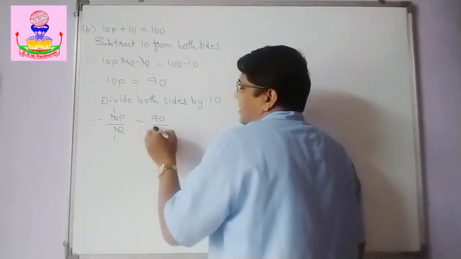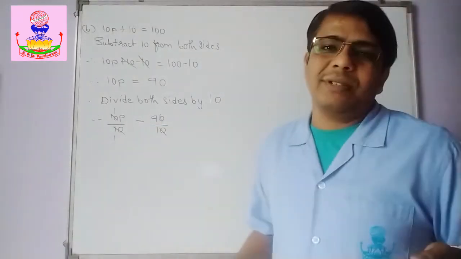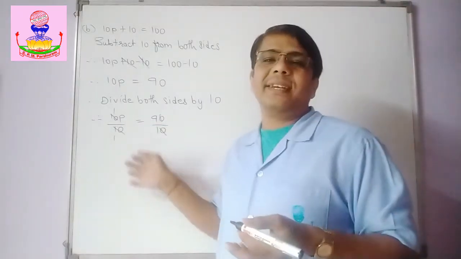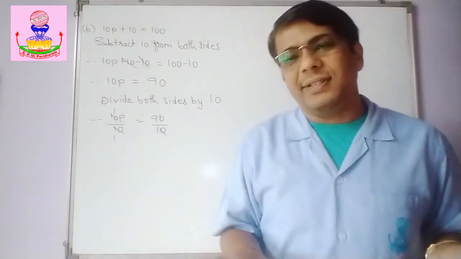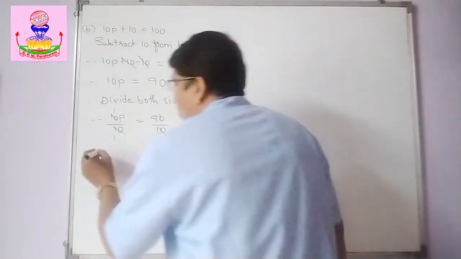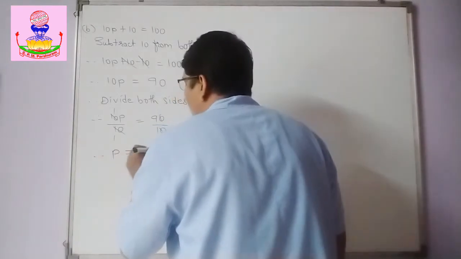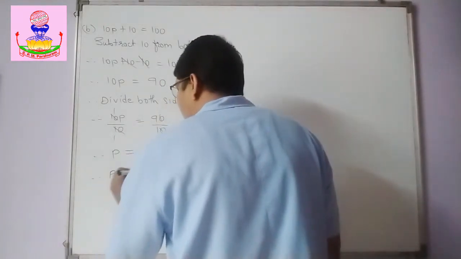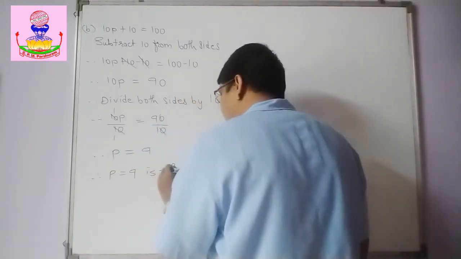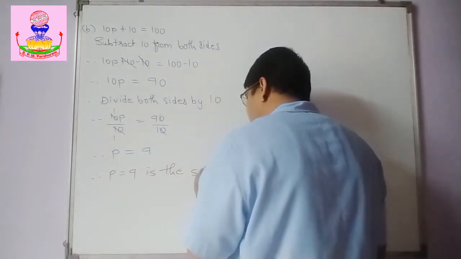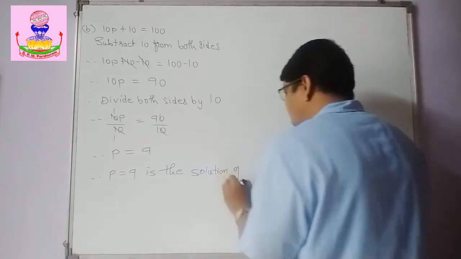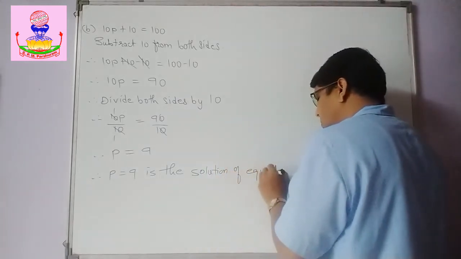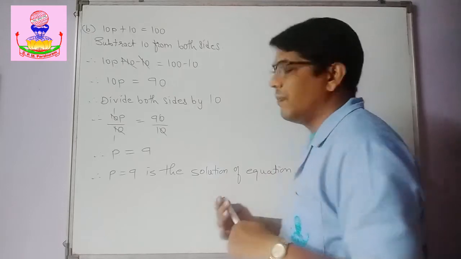And here 1 0 gets cancelled. 0 0 gets cancelled, or 10 ones are 10, 10 nines are 90. Any way you can do it. So p is equal to 9. Therefore p is equal to 9 is the solution of equation.